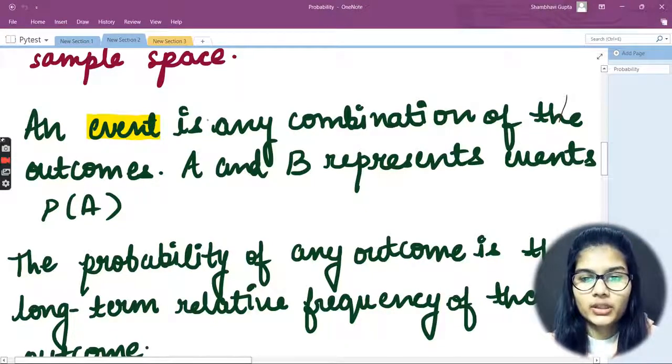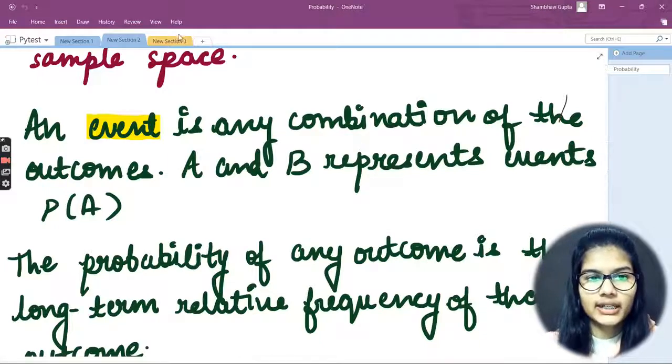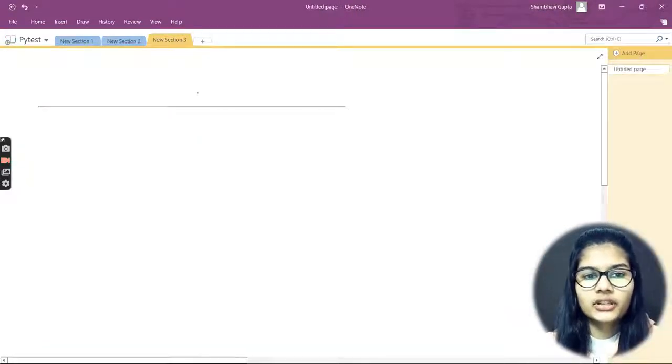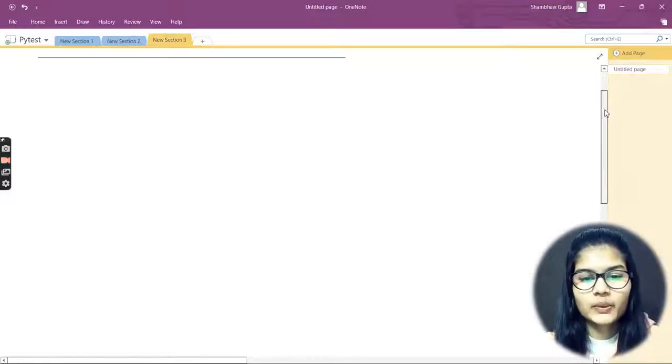Okay, and if you have to denote the probability of any event, you write P for probability and then, in brackets, write that respective event. This is the denotation regarding the events. Further, we'll now be discussing the different events and the formulas with quick examples.